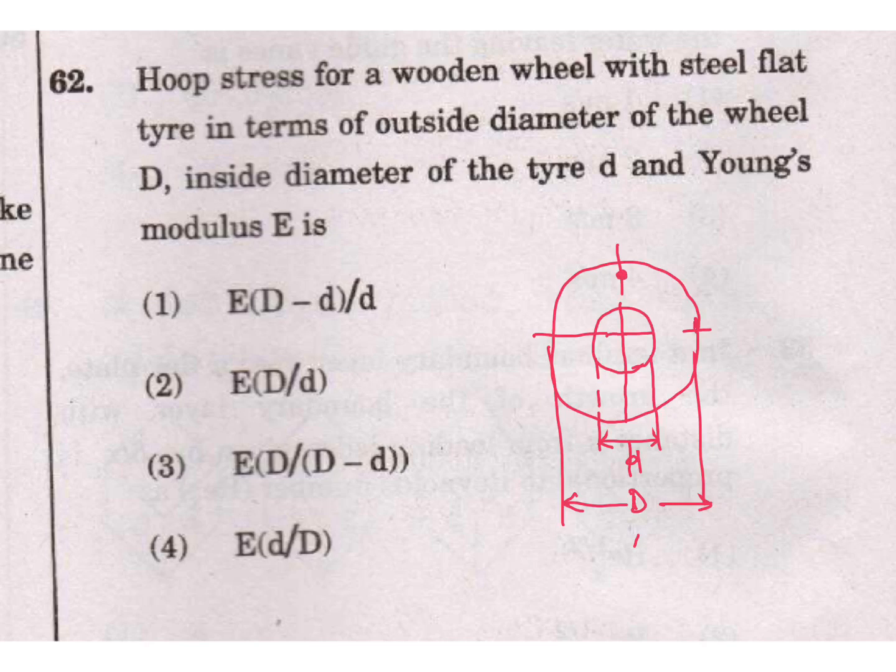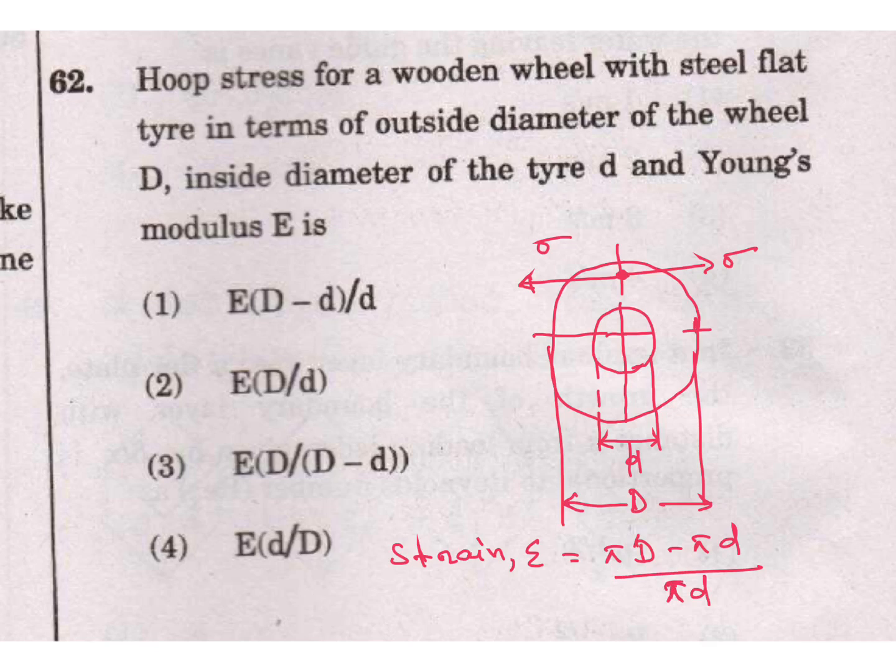Here we will get the stress sigma, the hoop stress. First we will calculate the strain. Strain is pi D minus pi small d divided by pi small d. So pi cancels. Capital D minus small d divided by small d. This is the strain. Then we will apply the strain relation in stress.